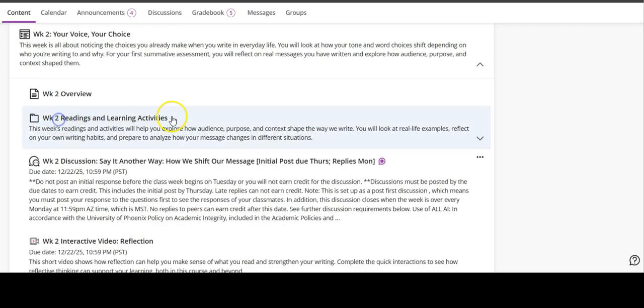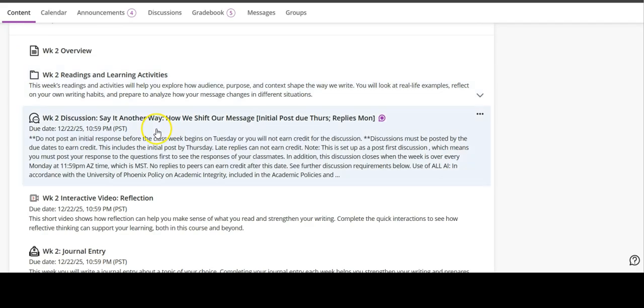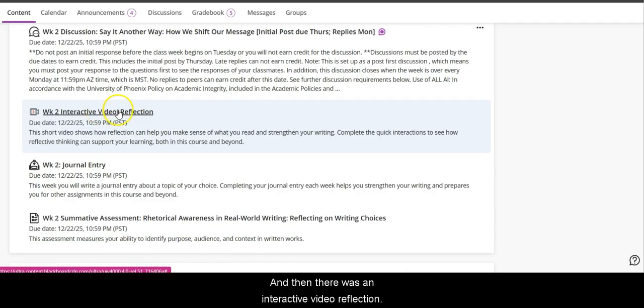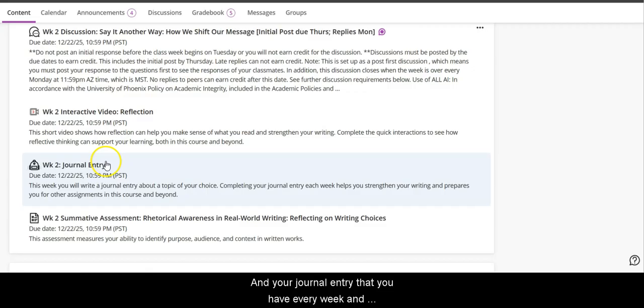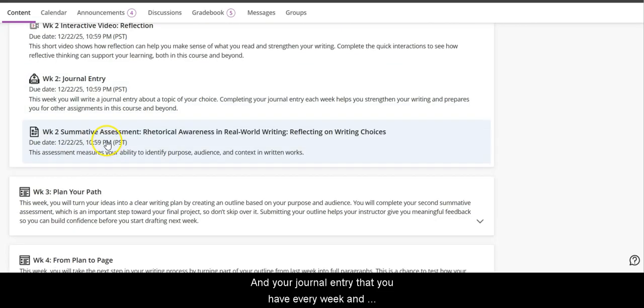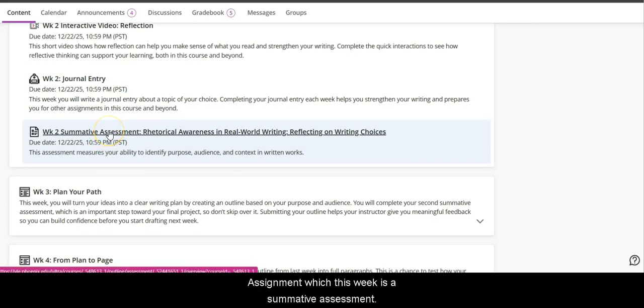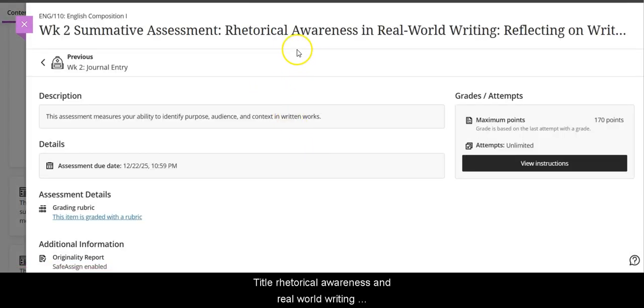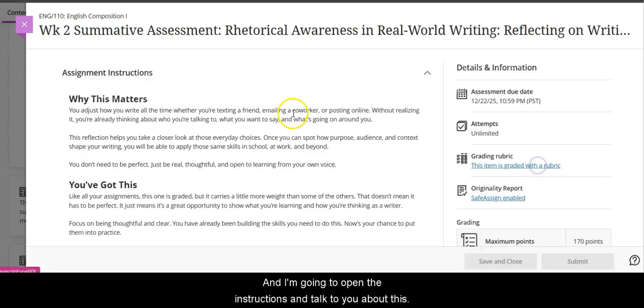And these click open or closed. And then there was an interactive video reflection and your journal entry that you have every week. And then it ends with the assignment, which this week is a summative assessment titled Rhetorical Awareness in Real World Writing, reflecting on writing choices that you cannot see. And I'm going to open the instructions and talk to you about this.